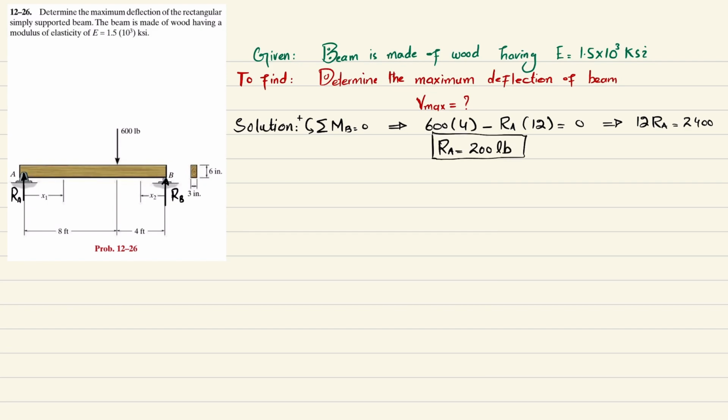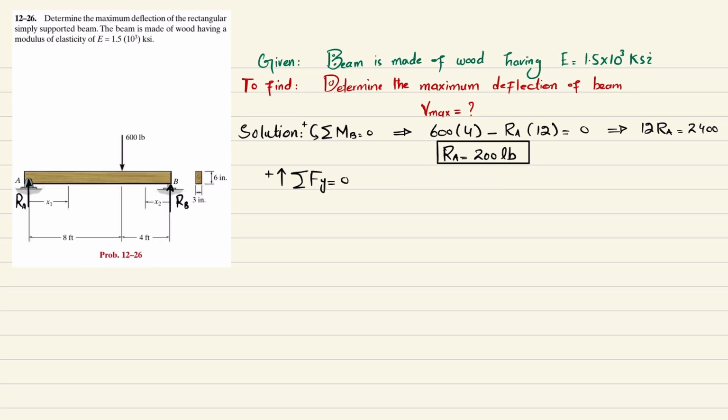Now that you have RA, you can find RB using another equilibrium condition: the sum of all forces in the y direction must be equal to 0, and upward force is taken as positive. So you have RA plus RB minus 600 is equal to 0. RA is 200, so 200 minus 600 plus RB is equal to 0. From here you will get RB is equal to 400 pound. Now you have both these forces.